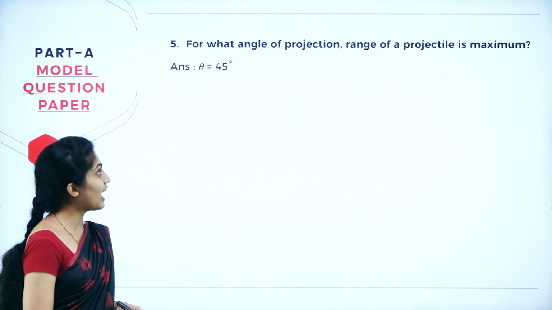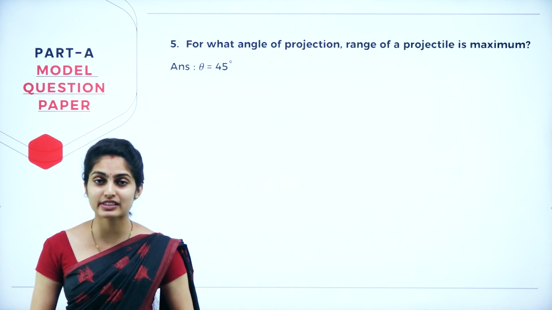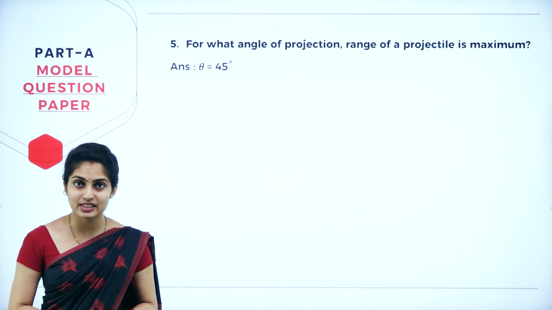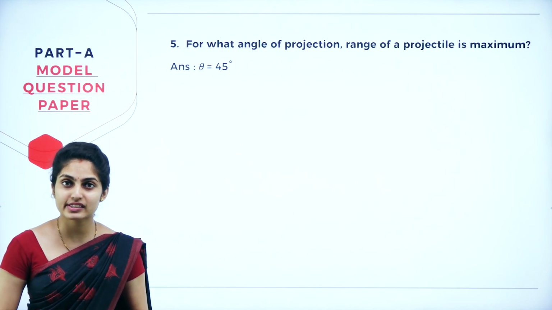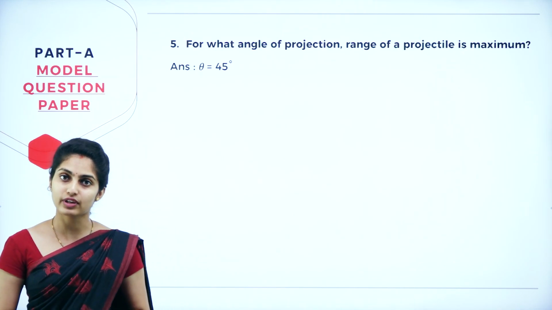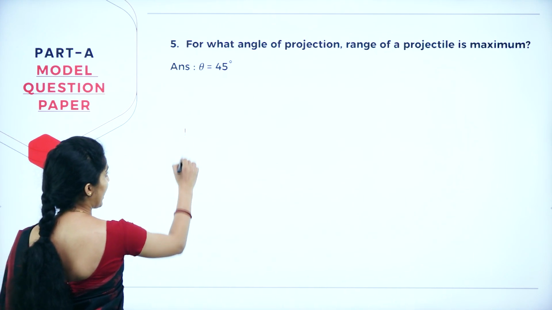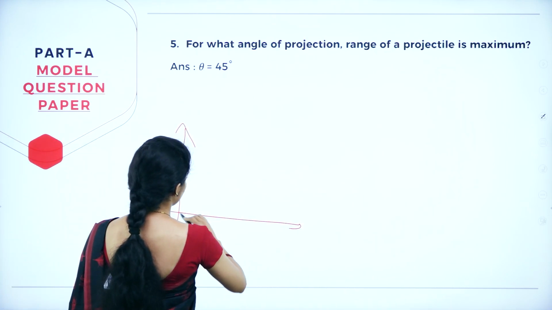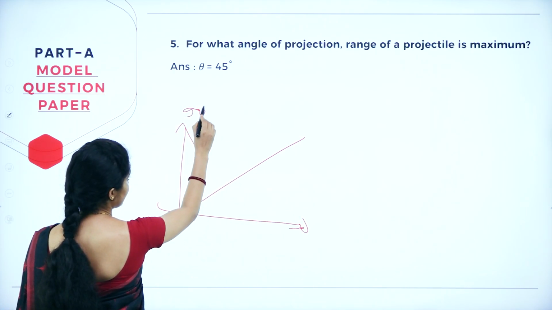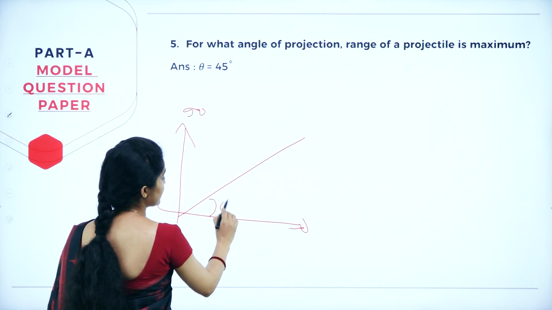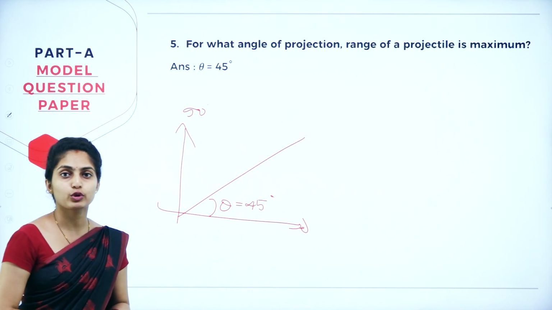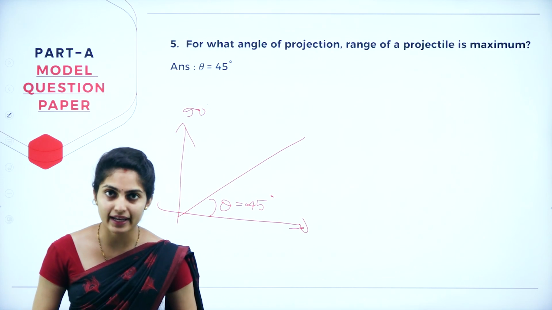Okay, so we will have to check the range of projectile is maximum for what angle. So angle is represented by theta, and what is theta? It should be 45 degree. It is half of 90 degree. So we have, this is 0, this is 90 degree. For this angle, that is theta, is equal to 45 degree, the range of projectile is said to be maximum.